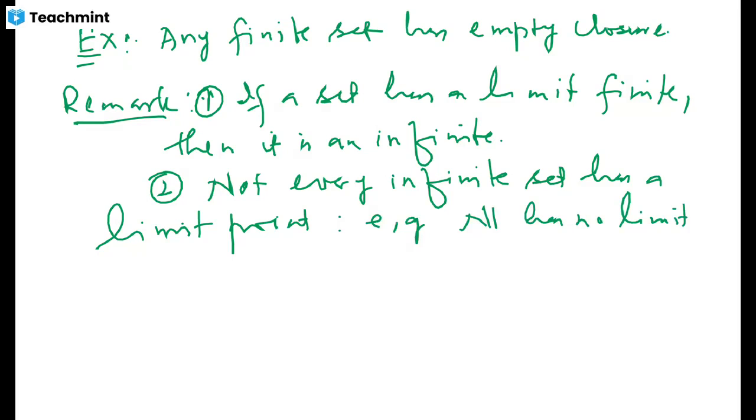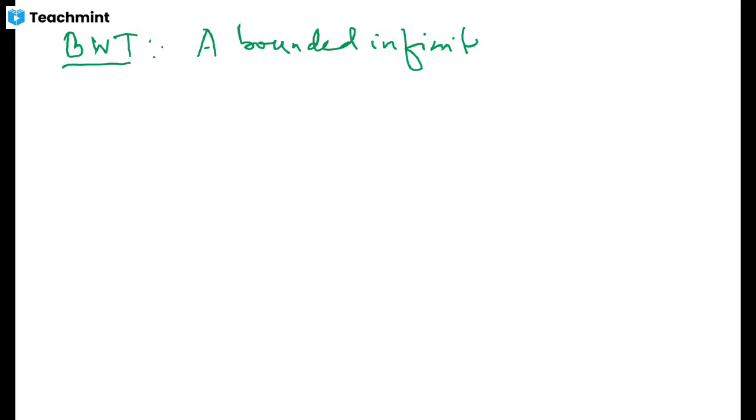Now, there is an important result known as Bolzano-Weierstrass, which I told you about at the beginning. It guarantees the existence of a limit point for one class of infinite sets, and those are bounded infinite sets. I'm going to write the Bolzano-Weierstrass theorem statement here: a bounded infinite set always has a limit point.